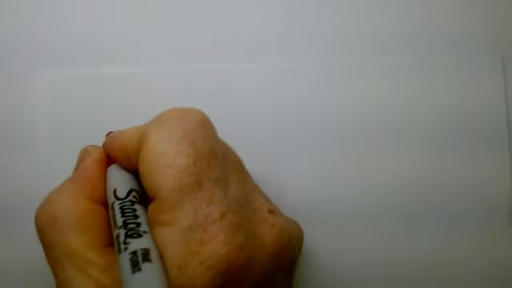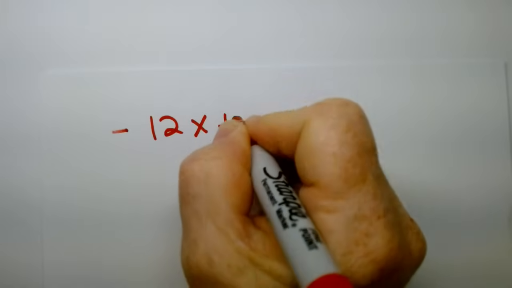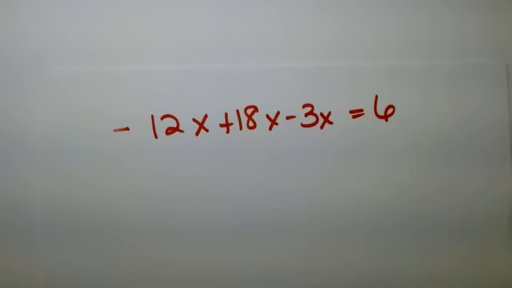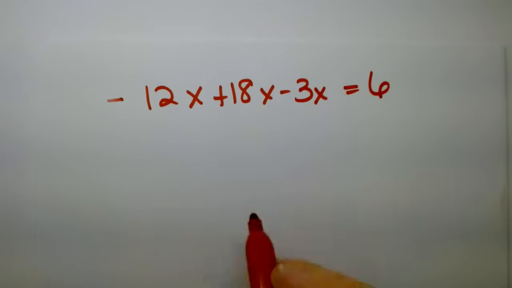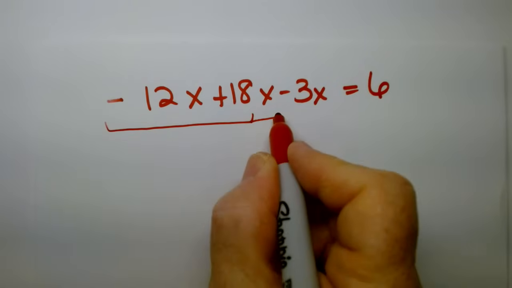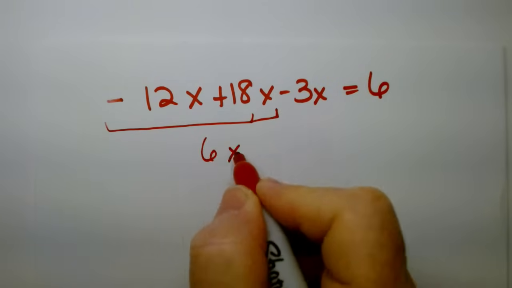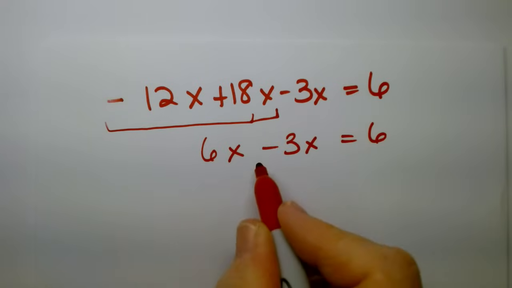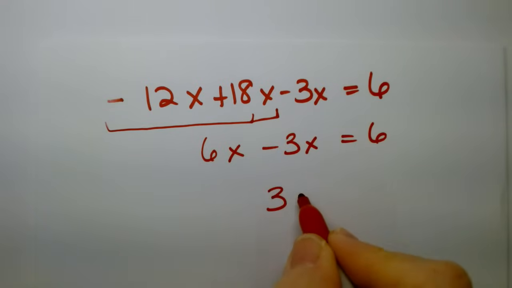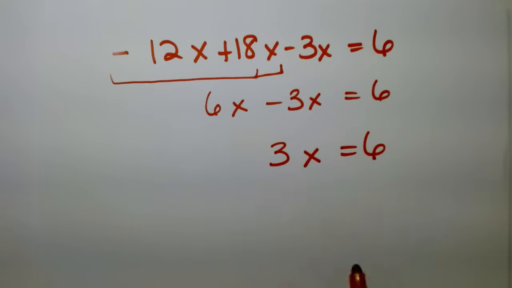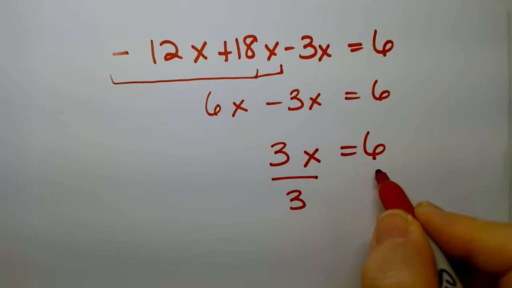Let's try another one. So I have minus 12x plus 18x minus 3x equals 6. Oh my. Okay. So minus 12 plus 18. This is going to give me 6x minus 3x equals 6. So it's okay to do it in steps. 6 minus 3 is 3x equals 6. Okay. Divide by whatever's in front of the x.